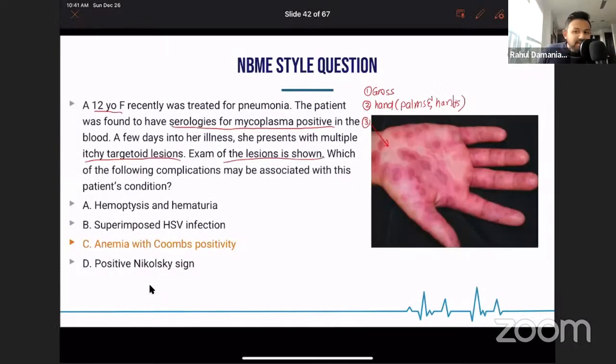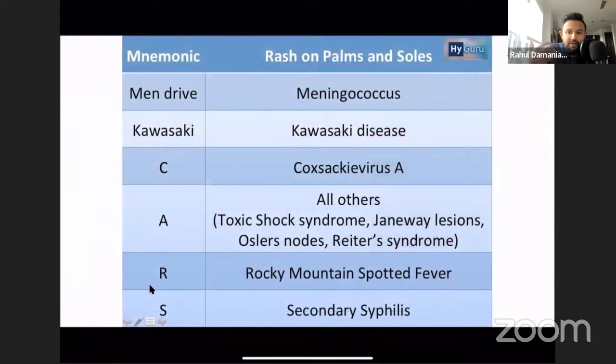So as you can see, this erythema multiforme is going to be a rash that is on the palms and soles. So let's go ahead and go through some differentials when it comes to rash on the palms and soles. Again, it's a very narrow differential for you. The mnemonic I like to use is men drive Kawasaki cars, C-A-R-S. So you have meningococcus, you have Kawasaki disease. I always think about Kawasaki disease with fever times 5 days. Any child who has fever times 5 days, you're going to be thinking of Kawasaki disease. Coxsackie A virus, remember that that causes hand, foot, and mouth disease, so a rash on the palms and soles.